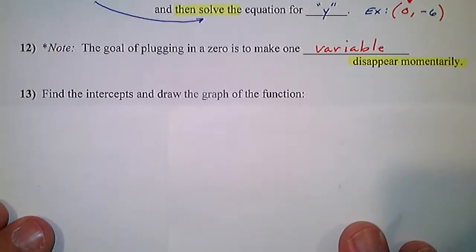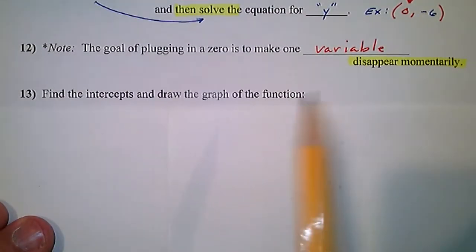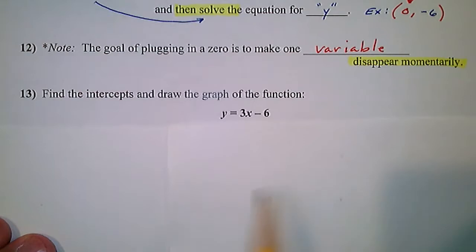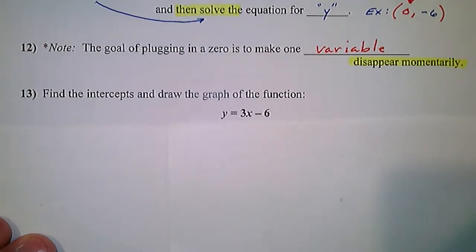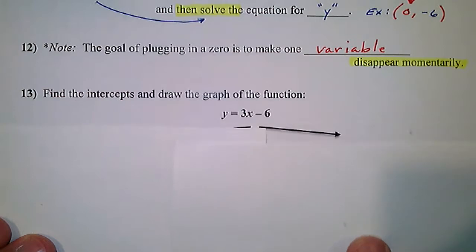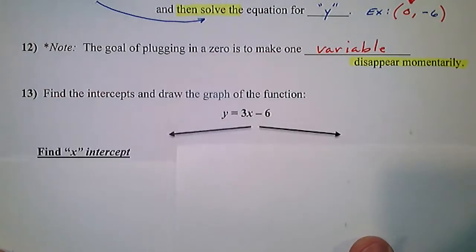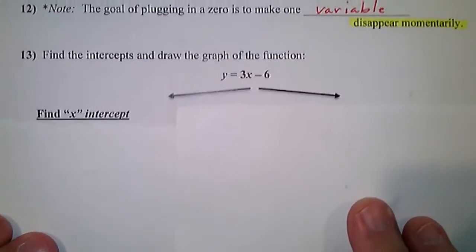So find the intercepts and then draw the graph of the function. Okay, so here's a function right here. Instead of doing a calculations chart, we want to just find our intercepts. Okay, so we're gonna solve the problem twice.